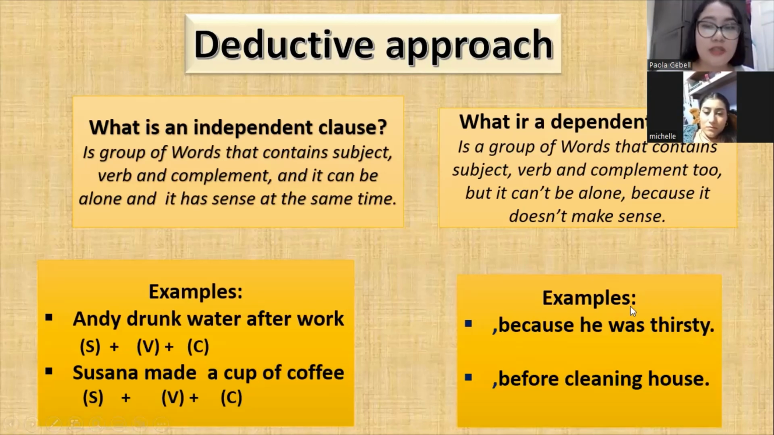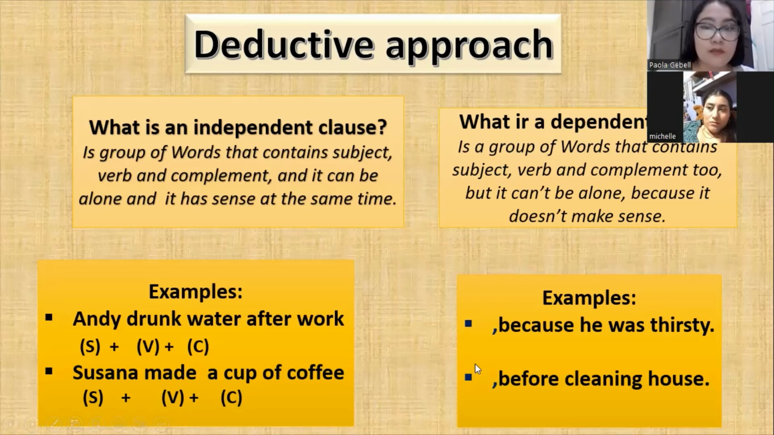If you read this sentence by itself, you don't understand what happened, why he was thirsty. And in the second one, you can see that it says, before cleaning house, but what happened before cleaning house, or who is cleaning the house? We don't understand the content of the sentence, because this dependent clause needs another sentence to make sense.